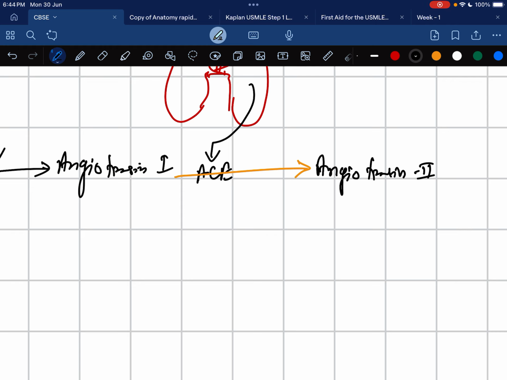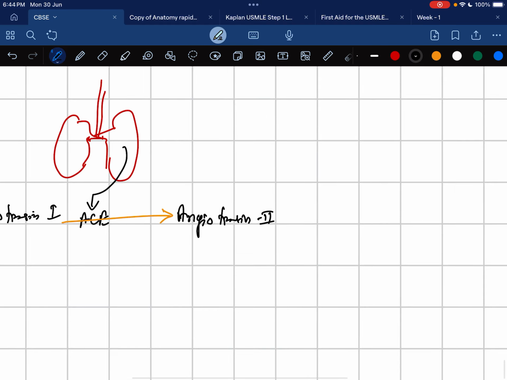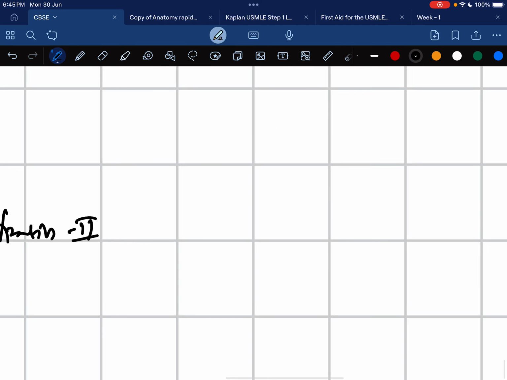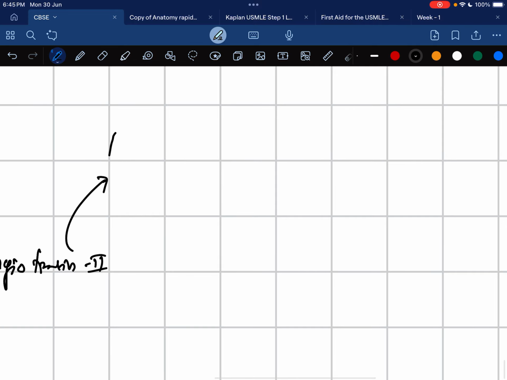This angiotensin 2 has lots of functions. Angiotensin 2 goes into the blood vessel, and also goes into the adrenal gland.